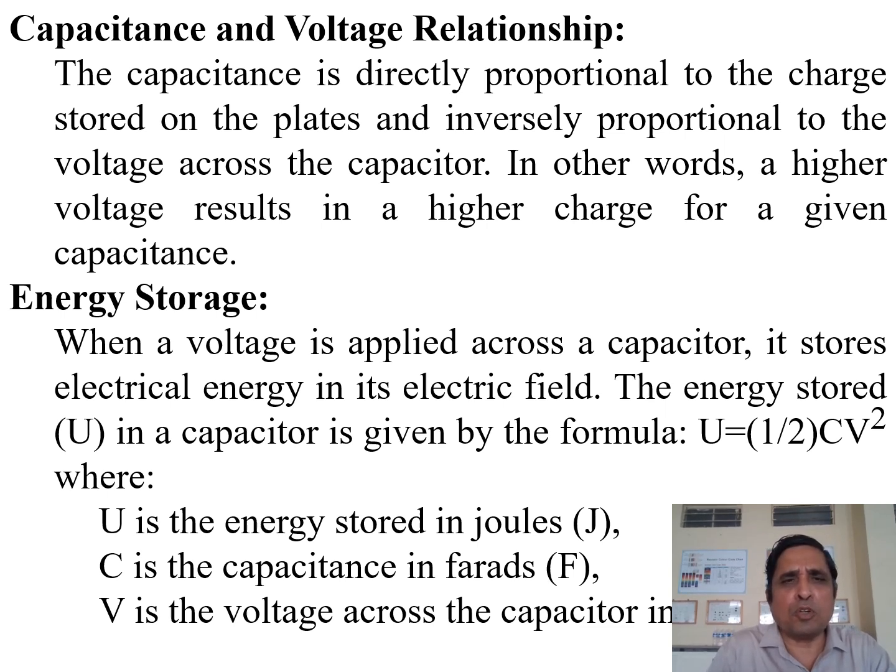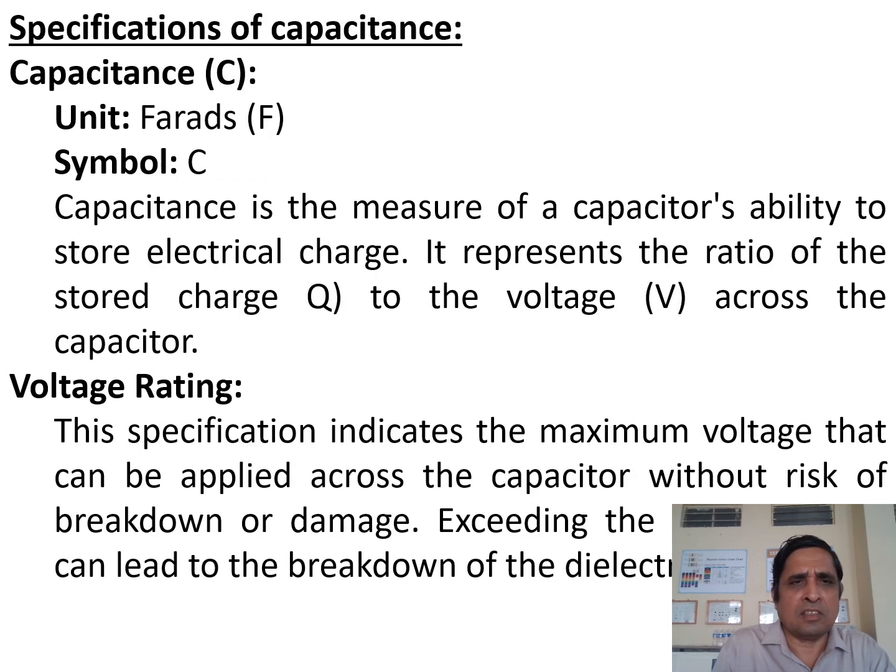The capacitance is directly proportional to the charge stored on the plates and inversely proportional to the voltage across the capacitor. In other words, a higher voltage results in higher charge for a given capacitance. So when a voltage is applied across a capacitor, it stores electrical energy in its electric field. The energy stored in capacitor is given by the formula 1 by 2 CV square. So the unit of capacitance is farad. Capacitance is a measure of a capacitor's ability to store electrical charge. It represents the ratio of the stored charge to the voltage across the capacitor.